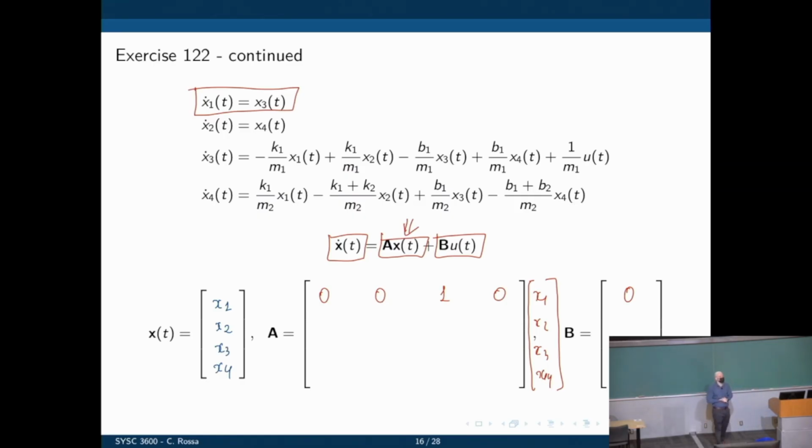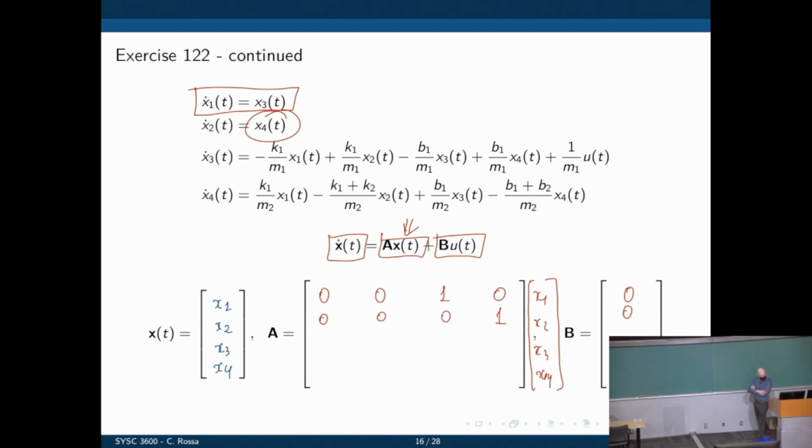Tell me what x2 dot looks like. X2 dot is the second row in A, and what goes in there? 0, 0, 0, 1. Very good. Why? Because it's only a function of x4 and nothing else. So for B, it's also 0. Okay. Make some room here.